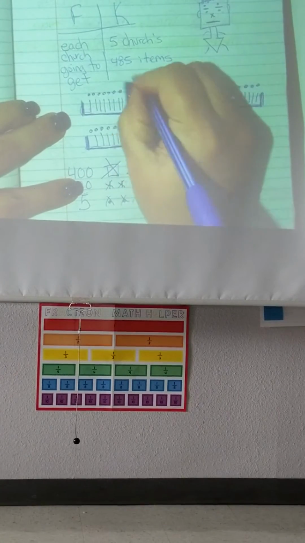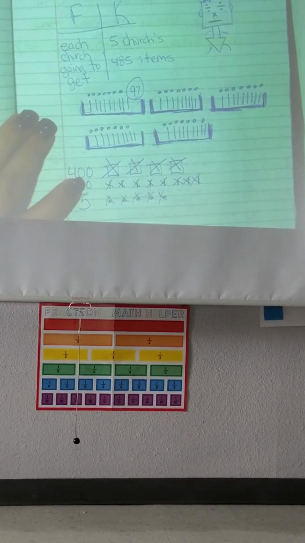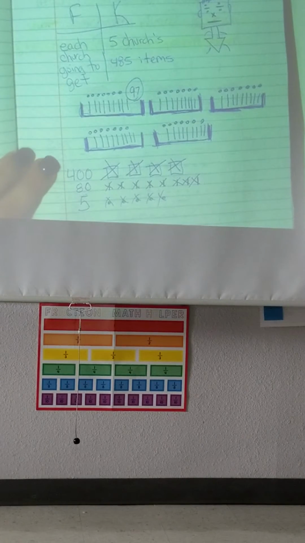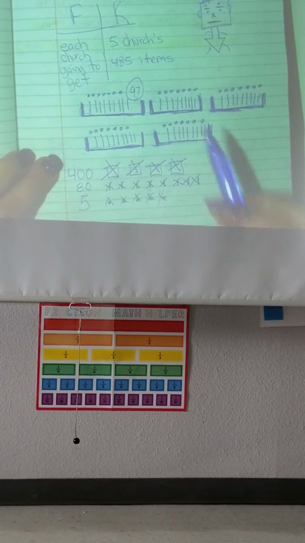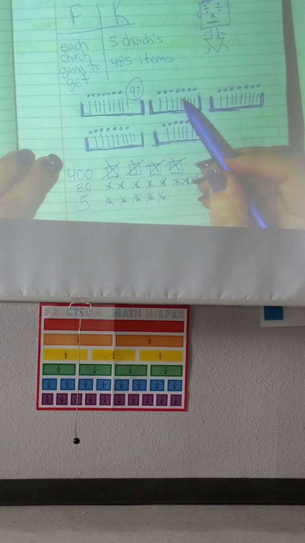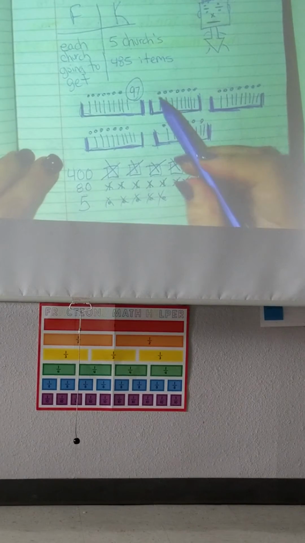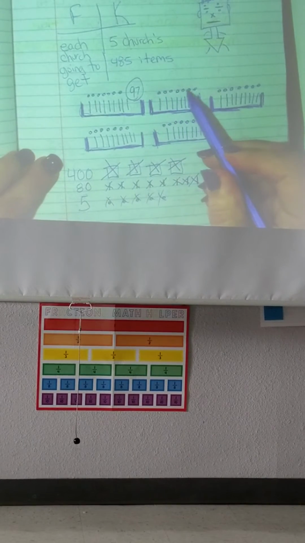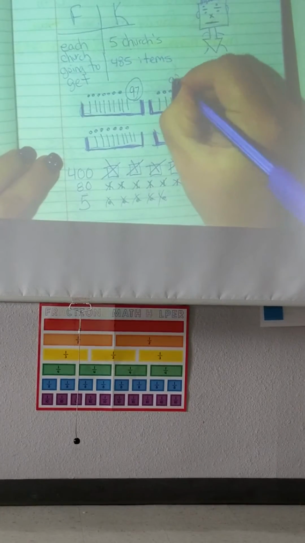Can I just count 1 box and say that's my answer? No, we got to check it. That's part of our UPSC. We're already checking it right now to make sure we got it right. 10, 20, 30, 40, 50, 60, 70, 80, 90, 91, 92, 93, 94, 95, 96, 97.